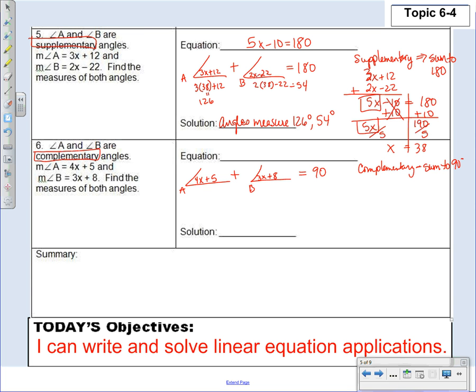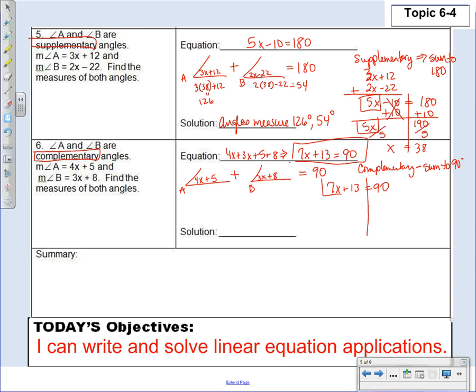So my equation will do the 4x plus 3x plus 5 plus 8. That'll give us a total of 7x. 8 plus 5 is 13, so 7x plus 13 equals 90. This is my equation, has an equal sign. So now that I know that 7x plus 13 equals 90, we can now solve for x.